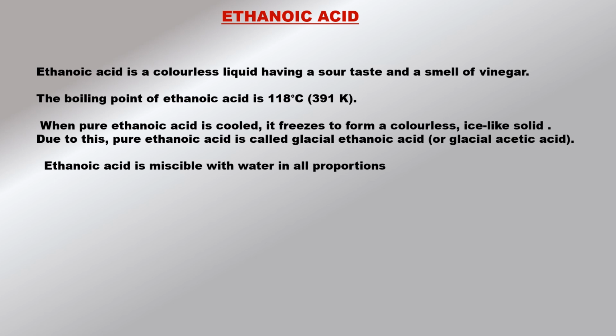Ethanoic acid is a colorless liquid having a sour taste and a smell of vinegar. The boiling point of ethanoic acid is 118 degrees Celsius. When pure ethanoic acid is cooled, it freezes to form a colorless, ice-like solid, which looks like a glacier. Due to this, pure ethanoic acid is called glacial ethanoic acid or glacial acetic acid. Ethanoic acid is miscible with water in all proportions.